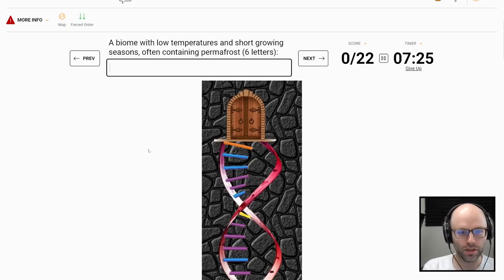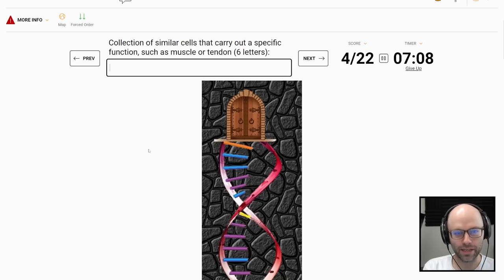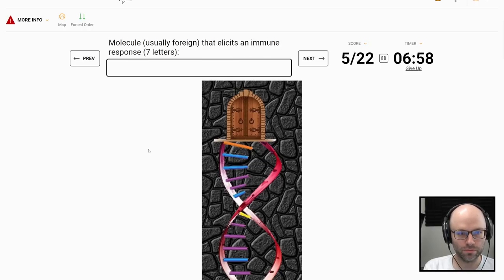Okay, a biome with low temperatures, tundra. Description for bacteria that cannot survive in the presence of oxygen is anaerobic. The building blocks of protein, those are amino acids. Material within a cell, excepting the nucleus. Cytoplasm, collection of similar cells that carry out a specific function as an organ. That's tissue, sorry, tissue.